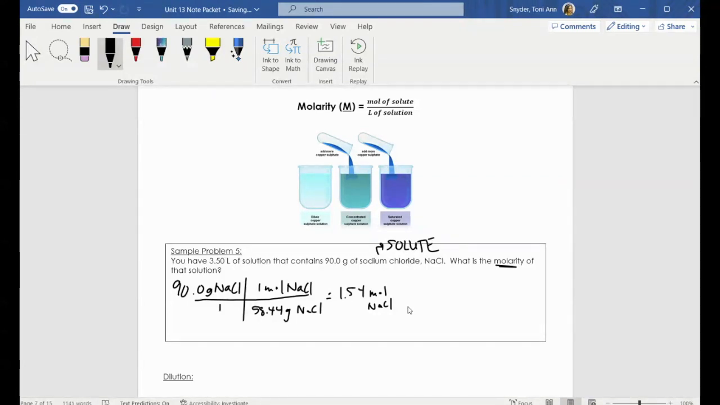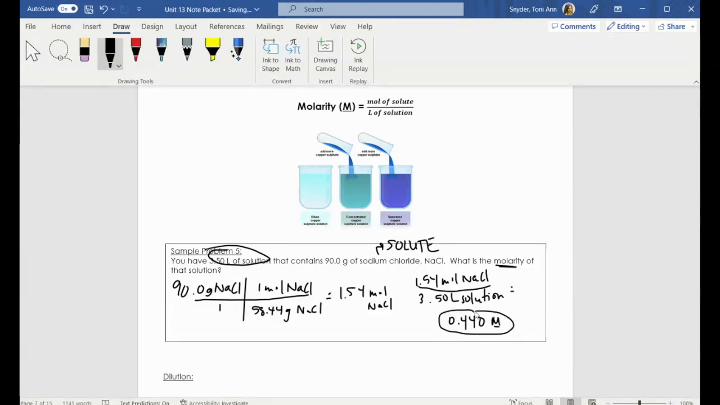Now that I have that and I'm given the liters of the solution, so that solution is 3.5 liters, all I have to do is divide those two things. So my 1.54 moles of sodium chloride divided by 3.5 liters of the solution, that's going to give me my molarity. And in this case, the molarity is 0.440. And remember, the units for this are molar. So I'm going to do a capital letter M.